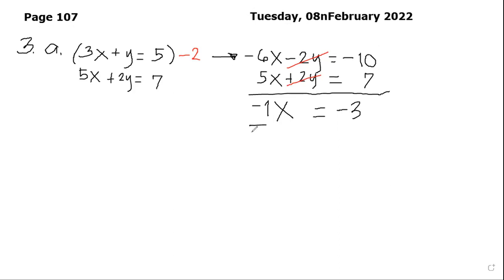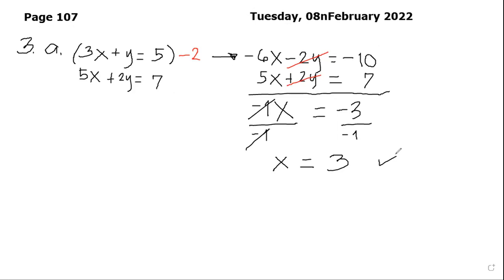So divide by -1 so that we can get the value of x, and divide also the other side by -1. The -1s cancel out. x therefore equals positive 3, since -3 divided by -1 is positive 3. So we have now the value of x.